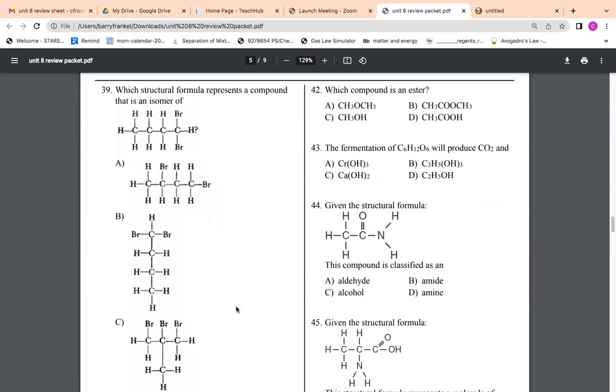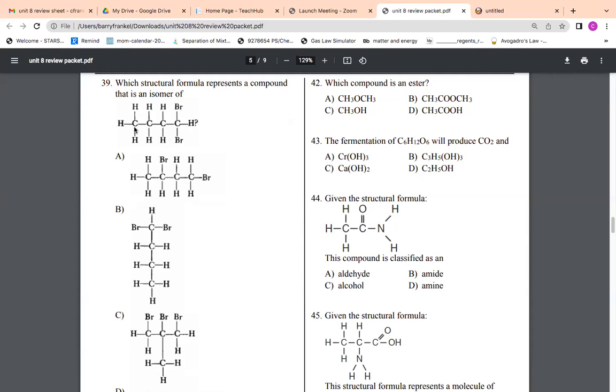39. Which structural formula represents a compound that is an isomer of this thing that they give us right here? So what I'm going to do is I'm actually going to go ahead and name it. Okay. This is 1,1-dibromobutane. This should be one word, but I don't have space. Okay. So I've got 4 carbons. I've got 1, 2, 3, 4, 5, 6, 7, 8 hydrogens. I think I counted that right. 1, 2, 3, 4, 5, 6, 7, 8. Yes. And 2 bromines.